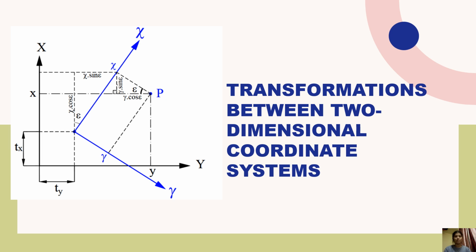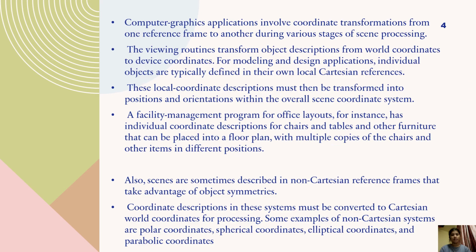You can see what a two-dimensional coordinate system looks like. Computer graphics applications involve coordinate transformation from one reference frame to another during various stages of scene processing. The viewing routines transform object descriptions from world coordinates to device coordinates. From a modeling and design application, individual objects are typically defined in their own local Cartesian reference. These local coordinate descriptions must then be transformed into positions and orientations within the overall scene coordinate system.